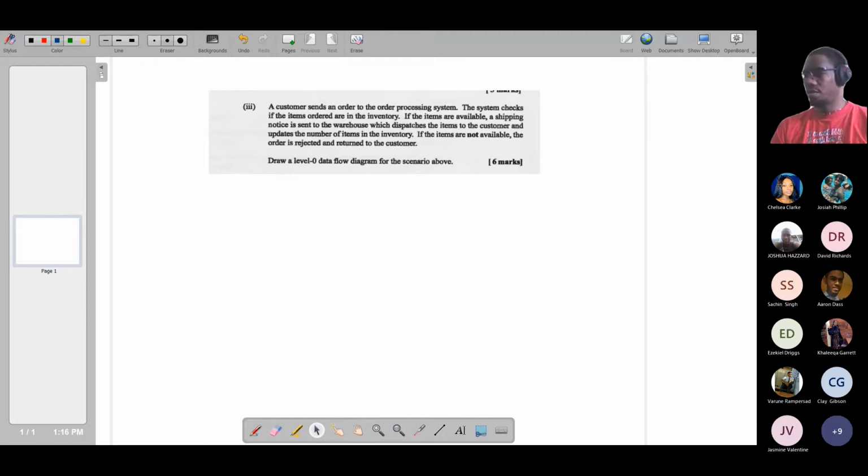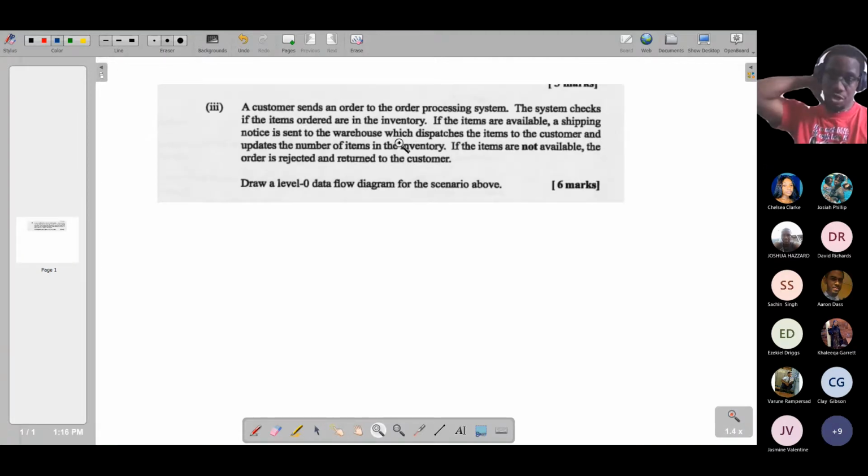Okay, so we're going to take a look at the question. A customer sends an order to the order processing system. The system checks if the items ordered are in the inventory. If the items are available, a shipping notice is sent to the warehouse, which dispatches the items to the customer and updates the number of items in the inventory. If the items are not available, the order is rejected and it's returned to the customer. Now, this is a pretty simple scenario. I would say if you see draw the level 0, you are aiming towards doing the first level diagram.